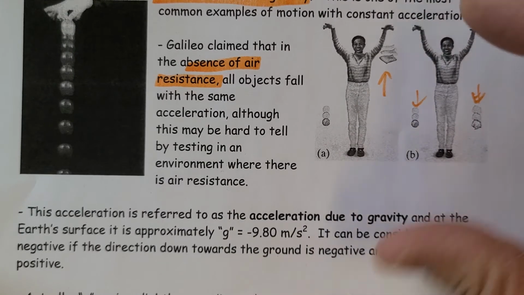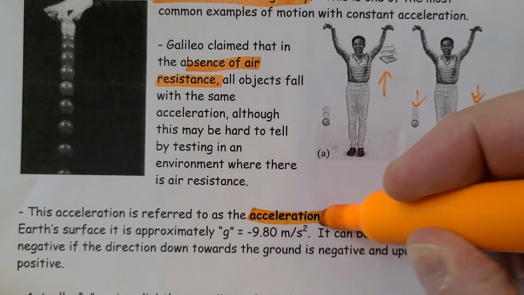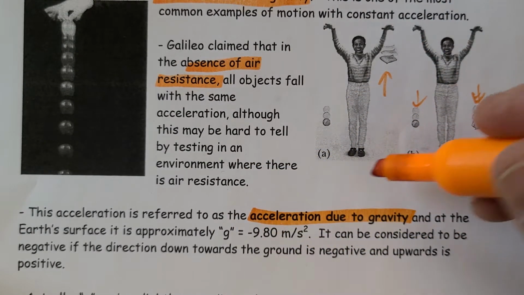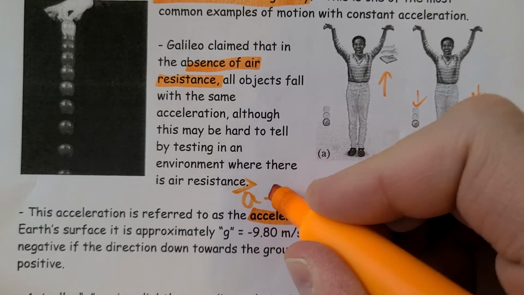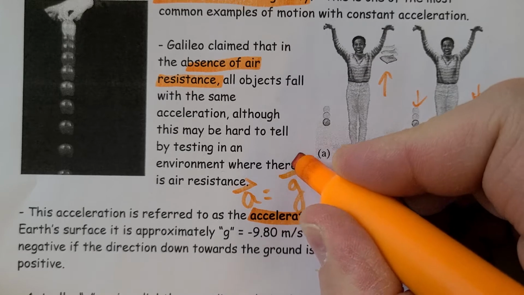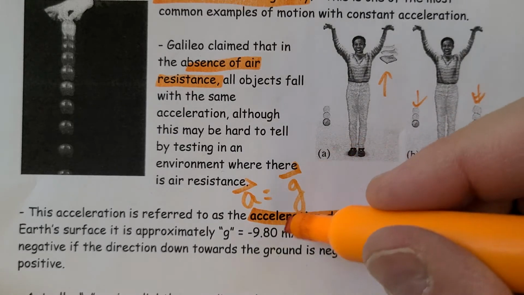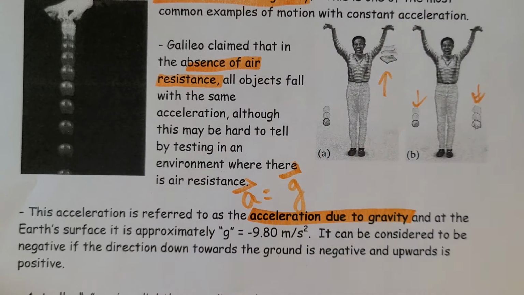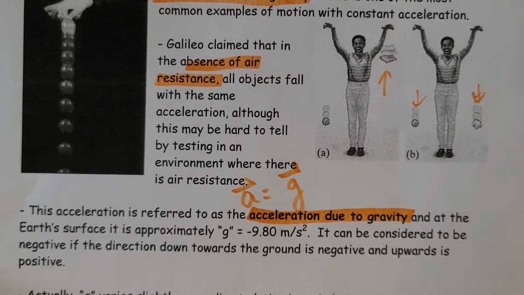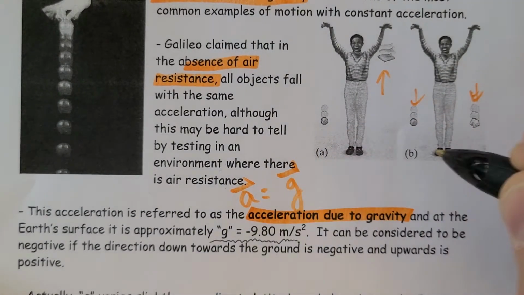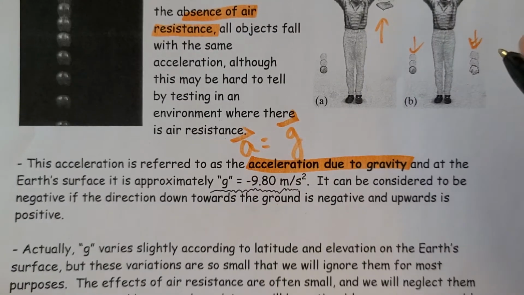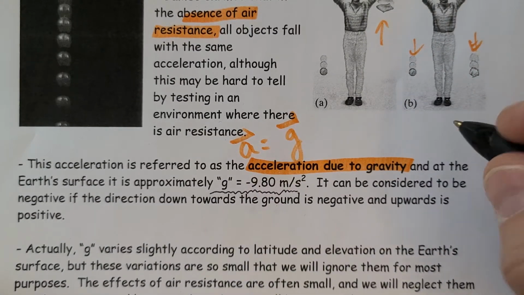This acceleration is referred to as the acceleration due to gravity, and near the Earth's surface we call the acceleration little g, and its value is 9.80 meters per second squared. And in fact, we'll be doing a lab here shortly after 1.6 in which we try to determine that value by doing a couple of experiments.